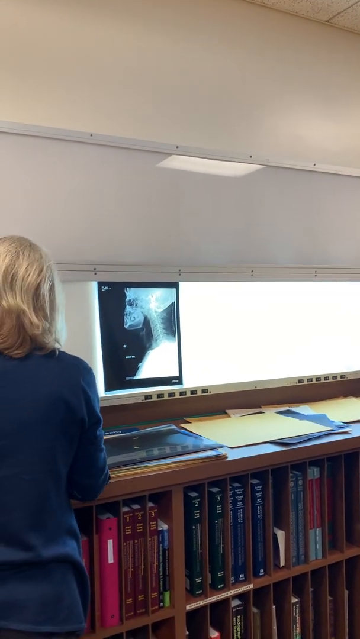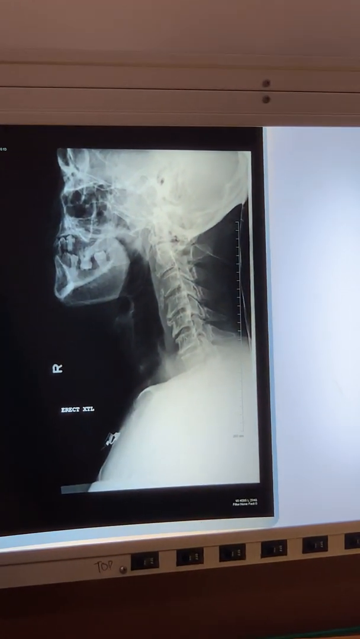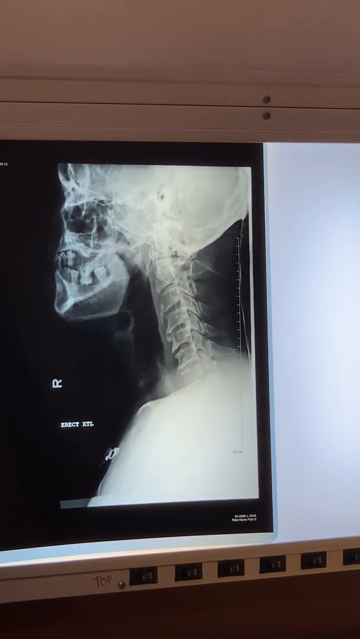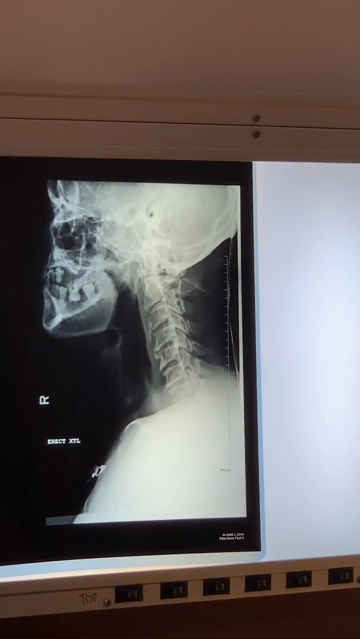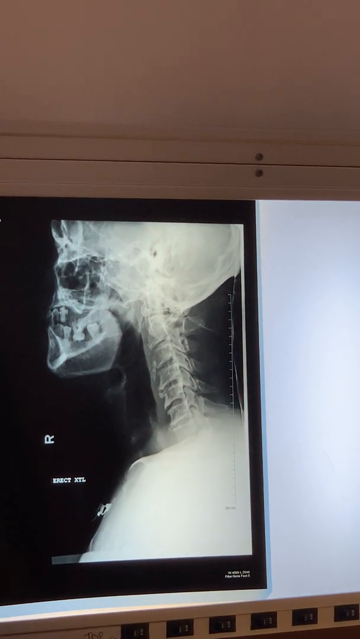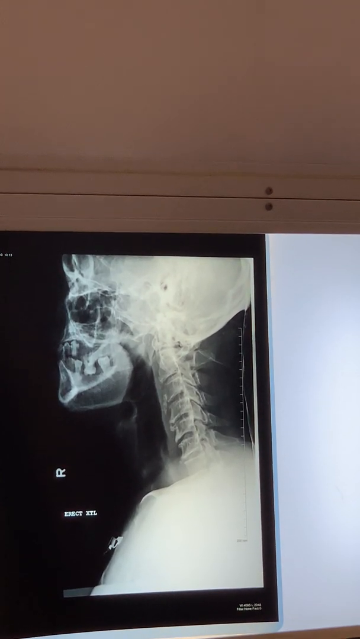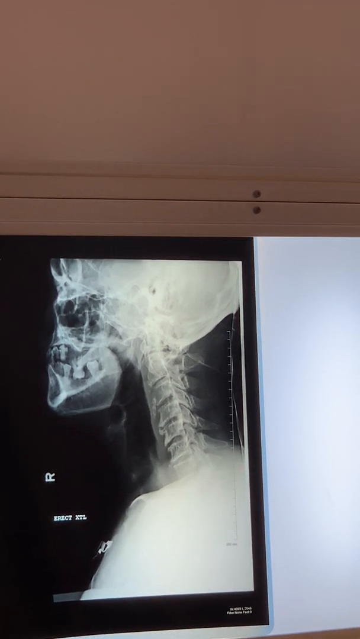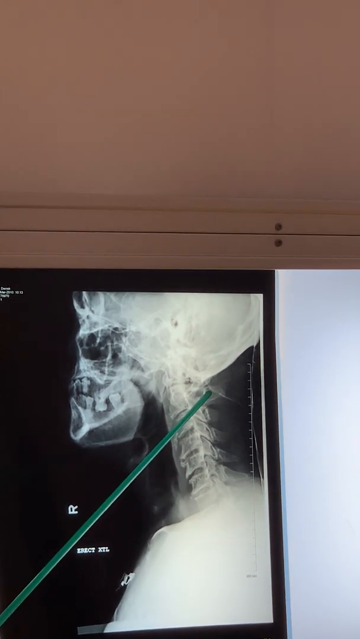Not sure why he came in. He obviously had a neck ache or something. So they did a C-spine and they sent him home. So that's the initial. He's a little oblique, but it is a lateral, or supposedly a lateral. You guys see anything? In the C6? What was the complaint? Neck ache.